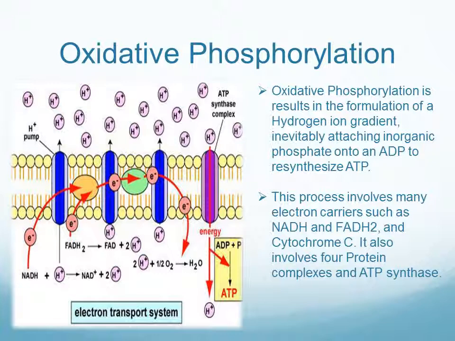This process involves many electron carriers, such as NADH, FADH2, and cytochrome C, just to name a few. It also involves four protein, that's actually four, I didn't mean to say 14. It involves four protein complexes and an ATP synthase. So as you may see, skipping that oxidative phosphorylation cycle to resynthesize ATP from ADP simply by using creatine allows the muscle cells more time to build.